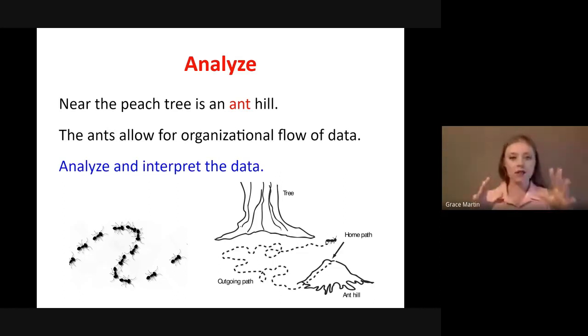So ants allow for the flow of data. So they are very, very organized. If you didn't know, ants will take the same path from the anthill to where they are going and the same path back again. So their outgoing and their incoming paths are going to be the same. We at the anthill are going to analyze our data, organize our data, and analyze it.